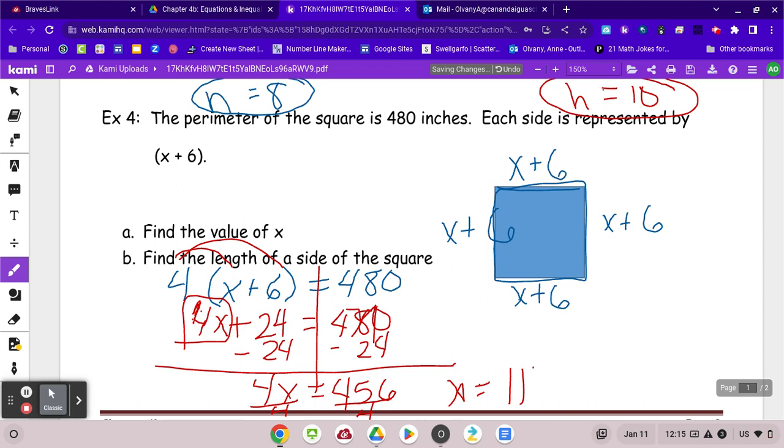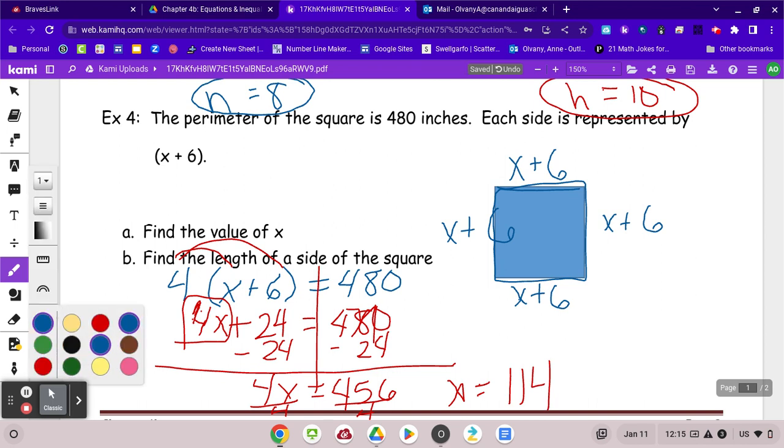4 goes into 114. So that answers part A. The value of x is 114. Part B says, find the length of the side of the square. Well, each side is x plus 6. So I'm going to plug in 114 for x, and that means each side is 120.